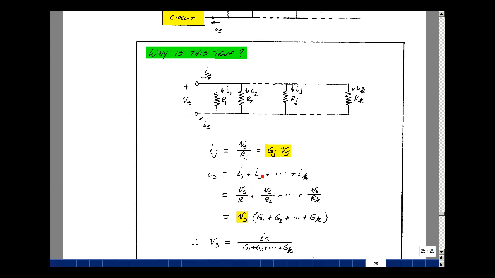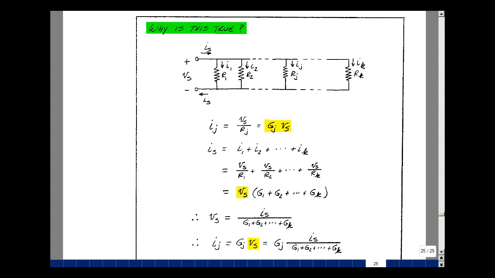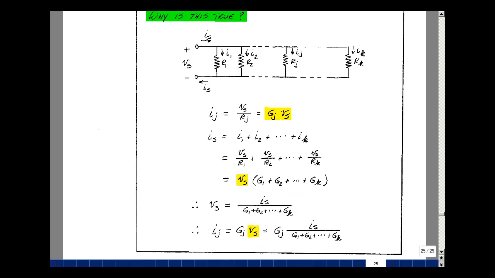But likewise for I2, it's V sub S divided by R2. And all the way through R sub K, it's V sub S divided by R sub K. So you can pull out the V sub S, and you have the sum of the reciprocal of the resistances, which is the conductance. So just taking this equation and solving for V sub S, it's equal to I sub S divided by the sum of the conductances.